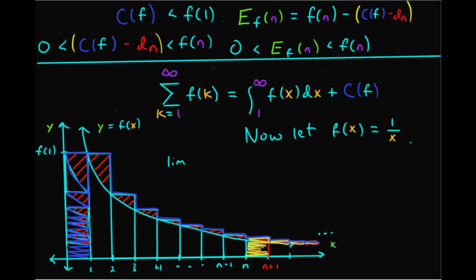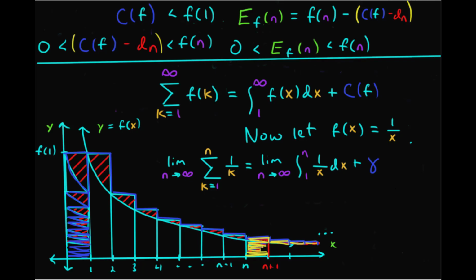So we'll let f of x equal 1 over x, and then we'll write the limit as n approaches infinity of the sum from k equals 1 to n of 1 over k equals the limit as n approaches infinity of the integral from 1 to n of 1 over x dx. And now in place of c of f, remember c of f is just a constant for some general abstract function, but here our function is 1 over x. In place of c of f, I'm going to write gamma.